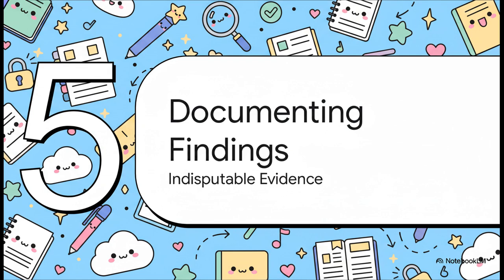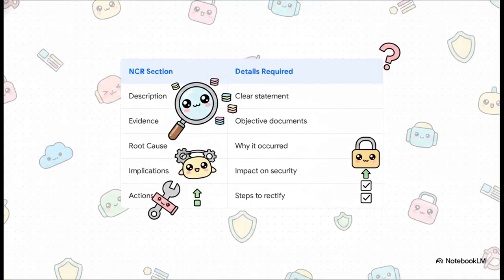And finally, Section 5. Documenting compliant risk findings. How to create indisputable audit evidence. When you inevitably find the gap, and you will, it has to be documented with absolute precision. This logic applies heavily to nonconformity reports, or NCRs. Remember, an auditor isn't just looking for a list of problems, they're rigorously evaluating your capacity to trace a problem down to its core root cause.